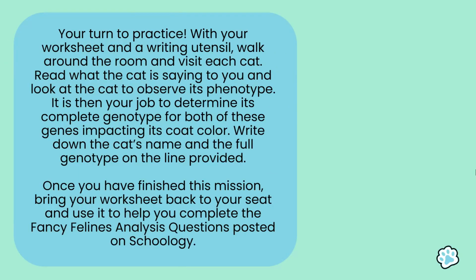Now it's your turn to practice. With your worksheet and a writing utensil, walk around the room and visit each cat. Read what the cat is saying to you and look at the cat to observe its phenotype. It is then your job to determine its complete genotype for both of these genes impacting its coat color. Write down the cat's name and the full genotype on the line provided. Once you have finished this mission, bring your worksheet back to your seat and use it to help you complete the Fancy Felines analysis questions posted on Schoology. Good luck!